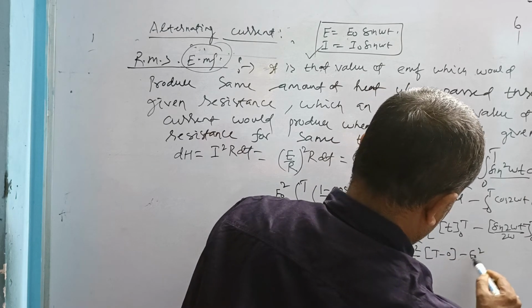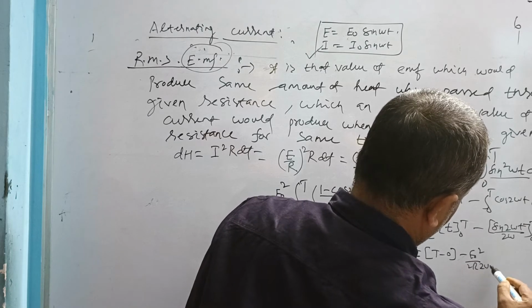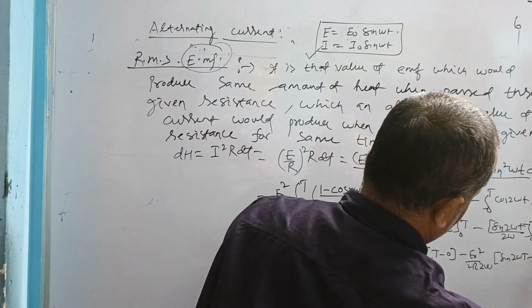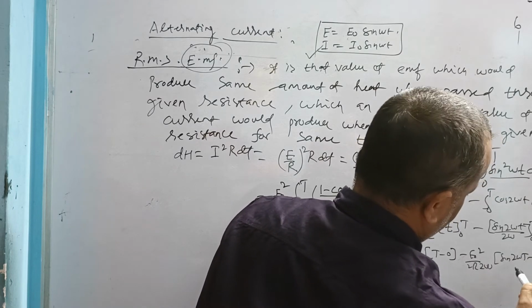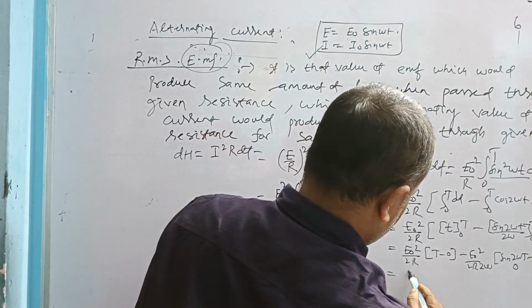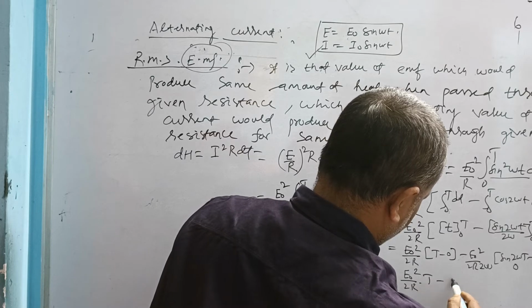Again this is E naught square upon 2R into 2 omega, and what we have is sine 2 omega T minus sine 0. Over here, this is also 0, so it does not contribute anything. The heat production is E naught square upon 2R into T.